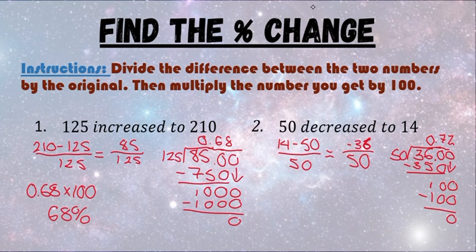So 36 divided by 50 is 0.72. And the last step here is to multiply it by 100 so that we can turn this decimal into a percentage of 72%.